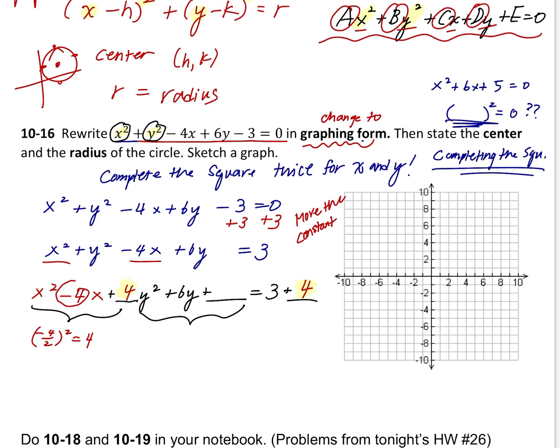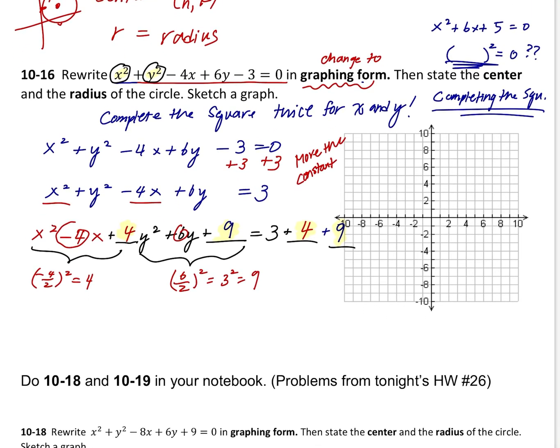And then half of 6 squared, that's 3 squared, which is a 9. We're going to have to add 9 to both sides as well. Always have to do it to both sides. Adding 9 to both sides.